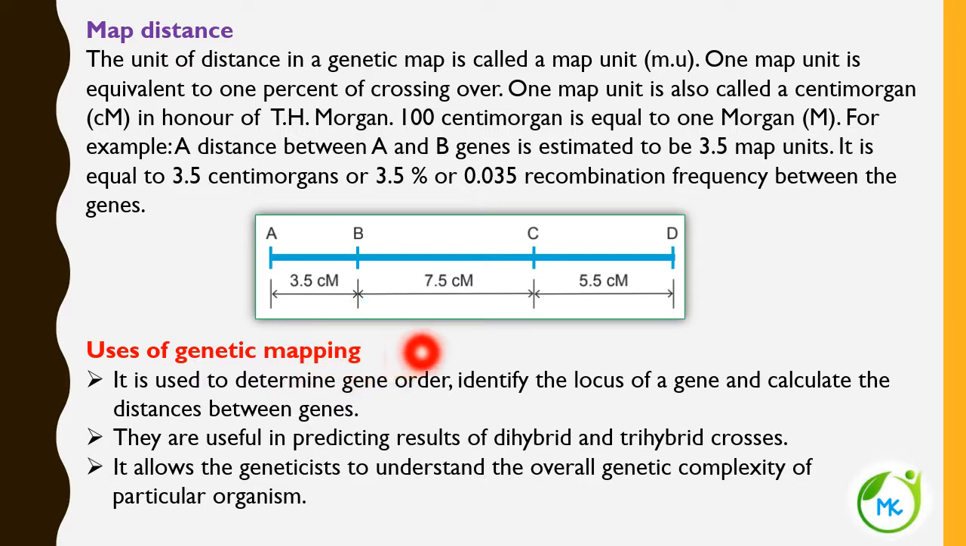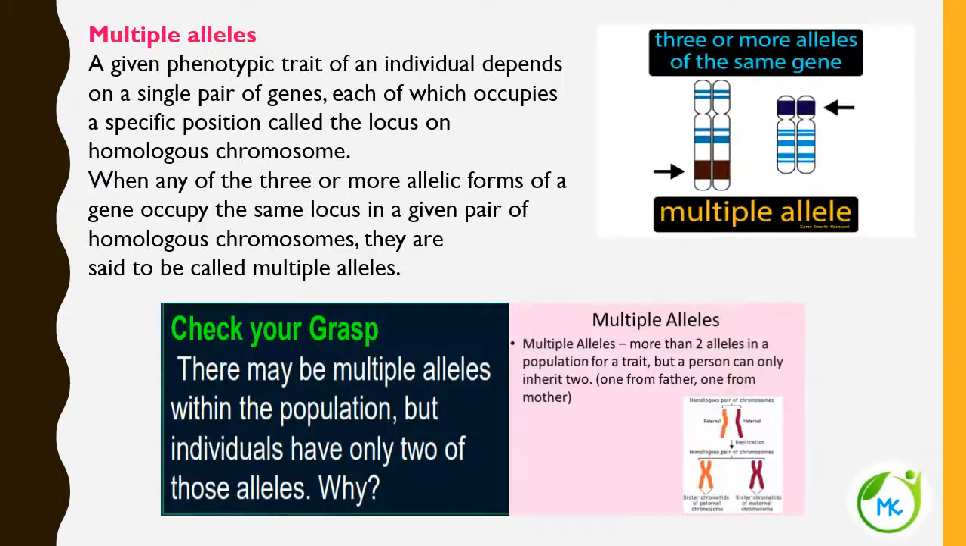And what is the use of this kind of genetic mapping? Genetic mapping is used to determine the gene order: what is the position of the gene, what is its locus, where it is located, and what is the distance between the genes. Everything we can know or determine by using this gene mapping. Also the results of dihybrid and trihybrid crosses can be predicted from this genetic map. And also by studying the genes, their arrangement, and how many genes, we can estimate the genetic complexity of a particular organism. The next topic is multiple alleles.